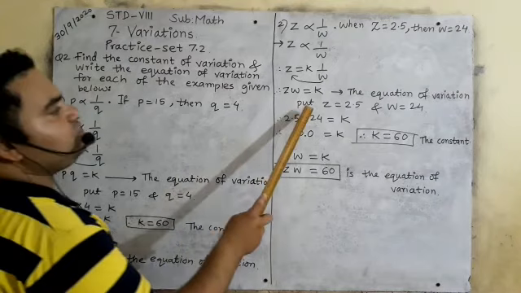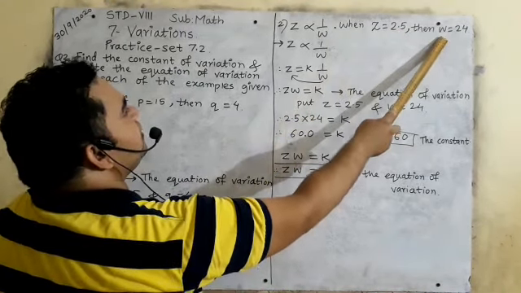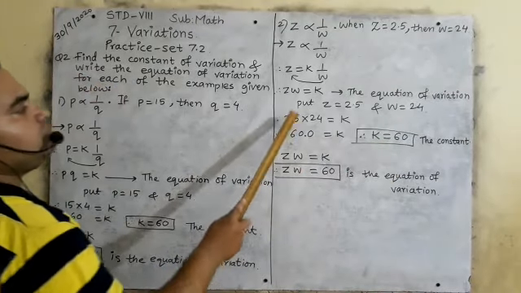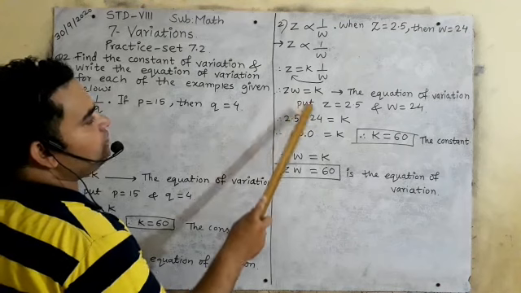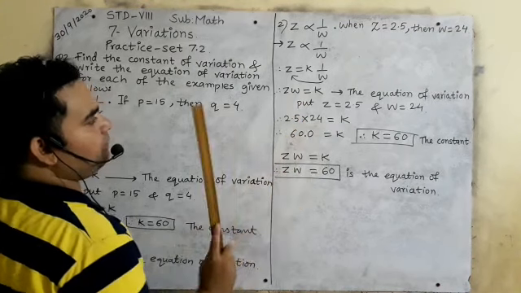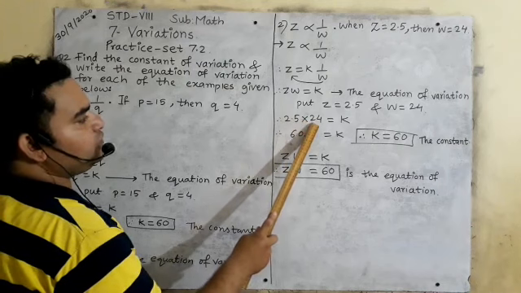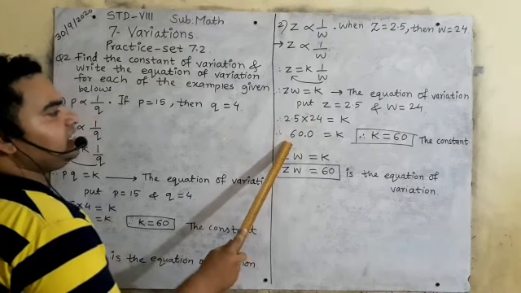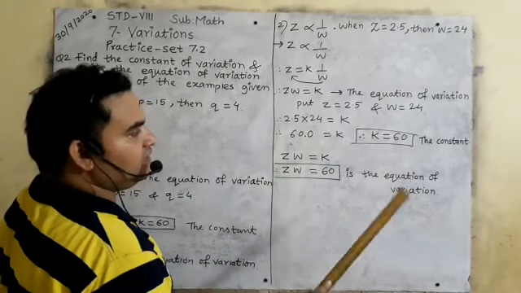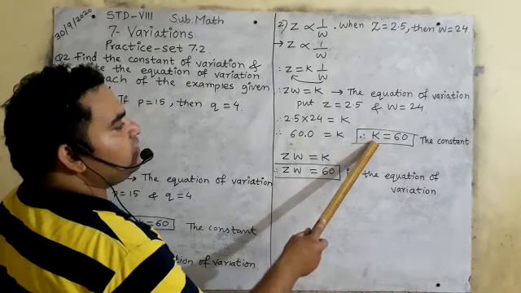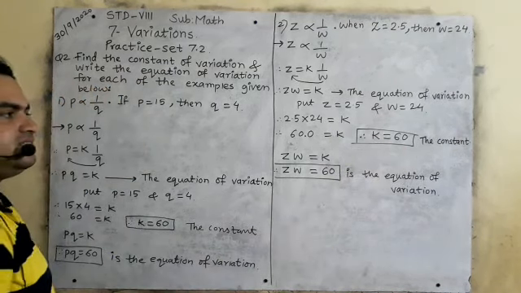Okay. Now we have to substitute the value of Z, 2.5, and the value of W, 24. So Z 2.5 multiplied by W 24 is equal to K. Now when we multiply 2.5 and 24, we will get 60.0. The point after the 0 means nothing. So we will write therefore K for constant is equal to 60, the constant, your first answer.